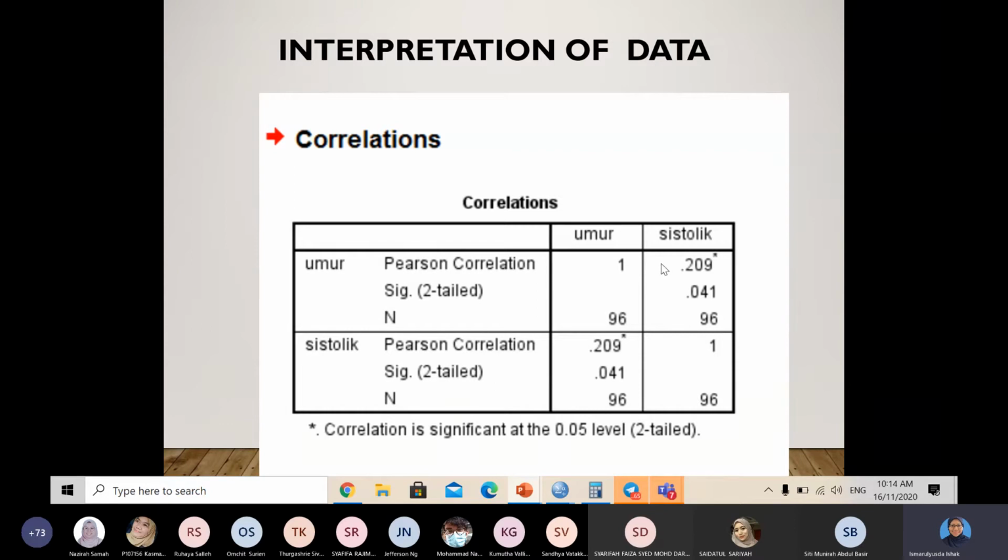I prefer to show the result of the R value. Is it low? Is it positive? Negative? Is it strong? Is it medium or moderate? Then, is it significant or not significant, from this p value. Okay.